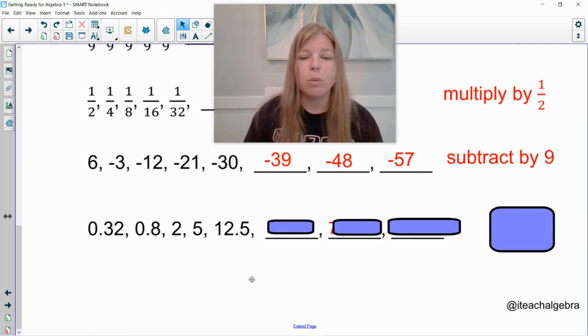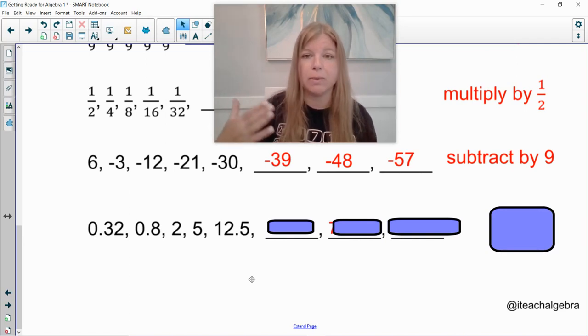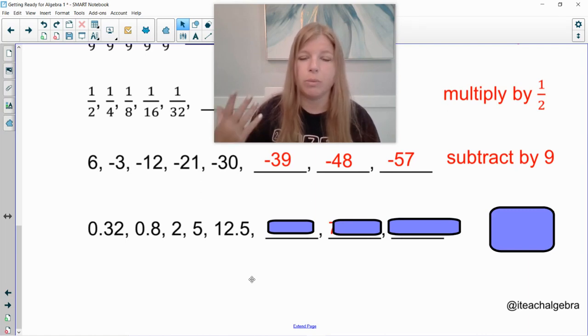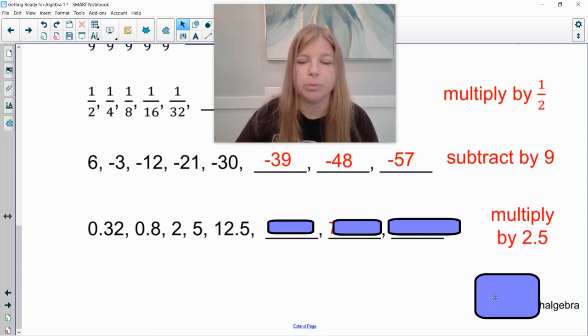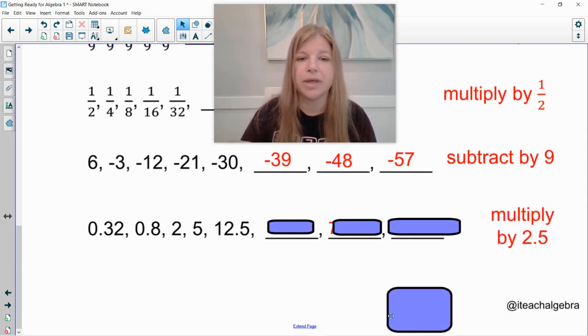So basically, what you can always do if you see that it's being multiplied by the same amount but you can't really tell what that value is, is take any number in the sequence and divide it by the previous term. If I do that with any of these numbers, 0.8 divided by 0.32, or 2 divided by 0.8, or 5 divided by 2, or 12.5 divided by 5, what I'll see is that these are actually multiplying by 2.5 each time.